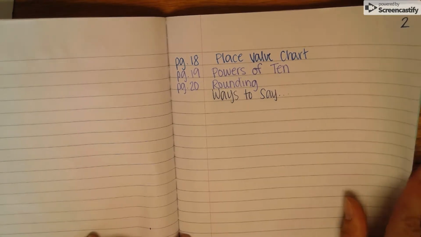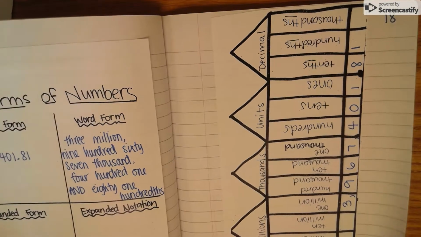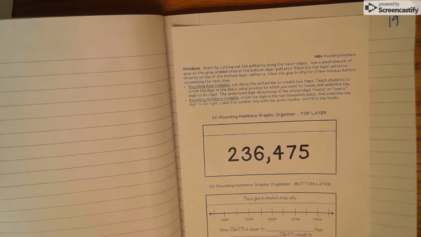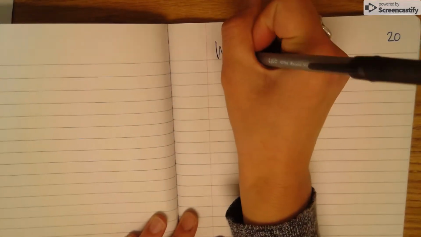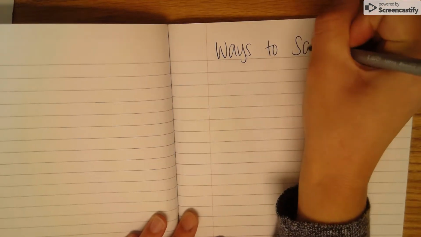So turn to your next clean page. My kids have done the place value and rounding, so turn to your next page. On our title line, we are going to write the same thing: ways to say.